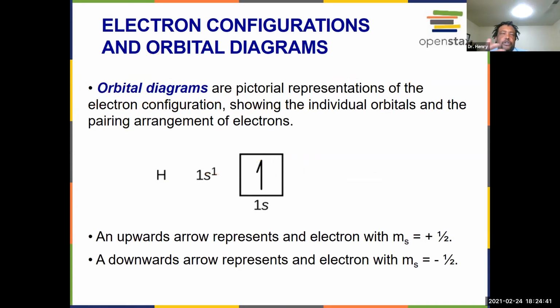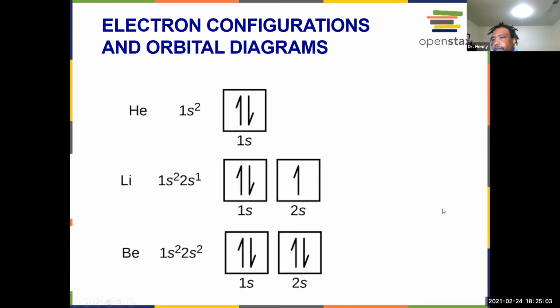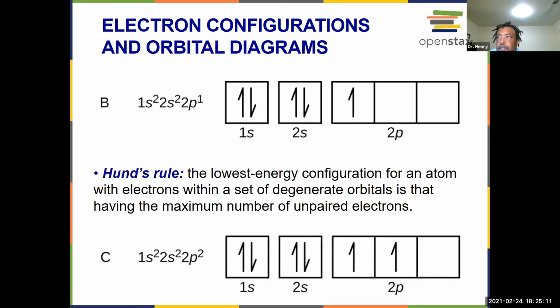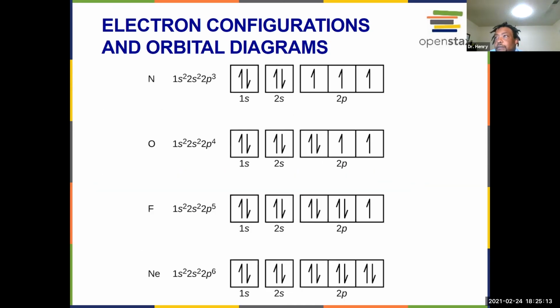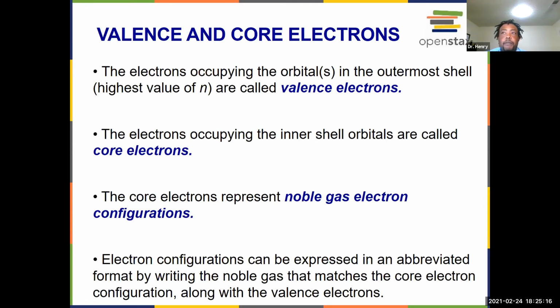So this is just showing you the correlation of us drawing the arrows up and down, the orbital diagram or energy level diagram, compared to just writing that 1s1 in this case. And it shows you how you can translate and figure out the quantum numbers based upon that. Okay. Questions, concerns, Cash? No questions? Okay.